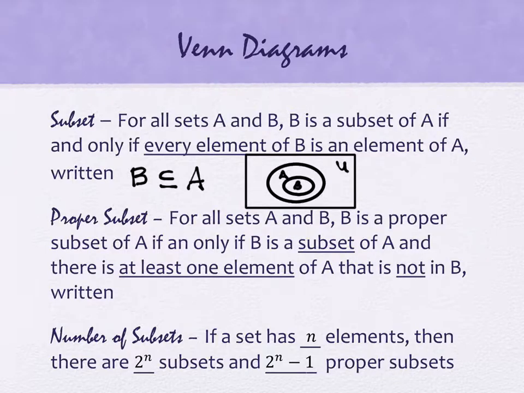A proper subset, however, has one extra condition. So for all sets A and B, B is a proper subset of A if and only if first it has to be a subset. Well, that sounds pretty good, right? And then it has this word proper. What does that mean? Well, the word proper means that there's at least one element of A that's not in B. It means that A really has to have more in it than B.